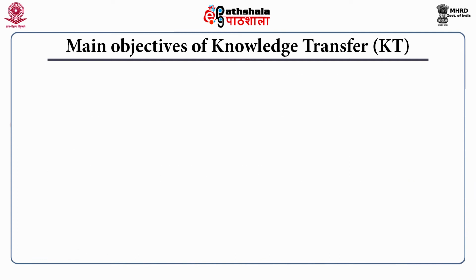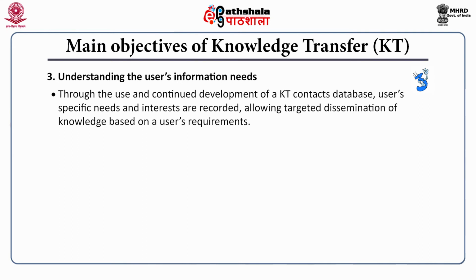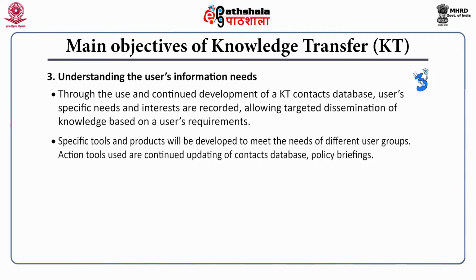The third objective of knowledge transfer is understanding the user's information needs. Through the use and continued development of a KT contact base, users' specific needs and interests are recorded, allowing targeted dissemination of knowledge based on a user's requirements. Then specific tools and products will be developed to meet the needs of different user groups. Action tools used are continued updating of contact database, policy briefings.